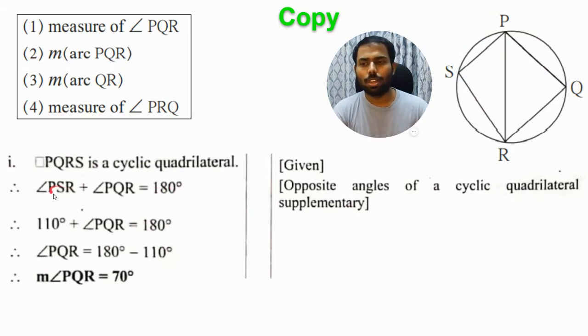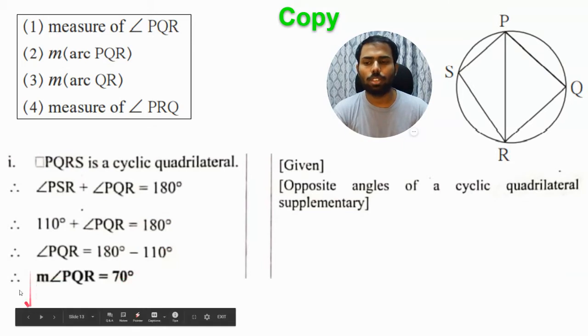Now just substitute. PSR is 110, that was given in the question. PQR को वैसे के वैसे रखो, उसको find out करना है. 180 को वैसे के वैसे. So 110 उस तरफ जाएगा, तो 180 minus 110, 70 degrees. Put this in pencil box.